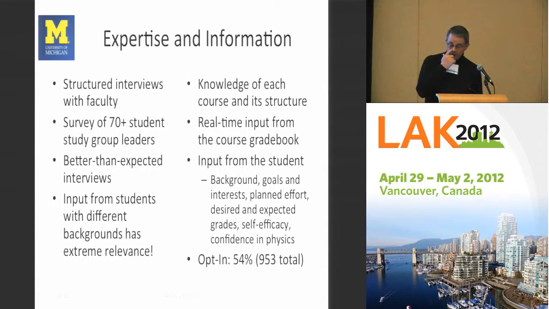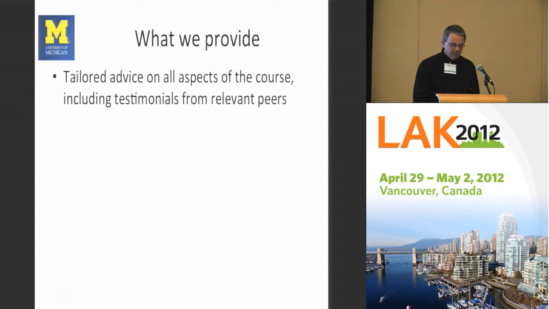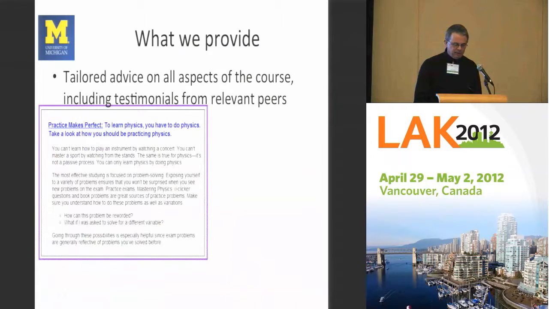So then we have to have information about the students. We did that by putting together input from the student with real-time information from gradebooks and so on. Our initial system was an opt-in system, and 54% of the students, of the 1,800 or so students in this class, opted in. What do we provide? Well, we give them tailored advice on all different aspects of the course.